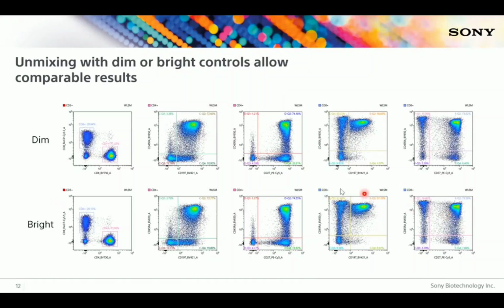Now, when we apply an unmixing matrix calculated with either the dim positive control or the bright positive control, the results are comparable. This flexibility allows us to choose the most suitable controls. On the ID7000, you do not need to worry about single-stain control intensity, as long as a distinct positive population is present. However, always check the manufacturer's recommendation for other instruments.